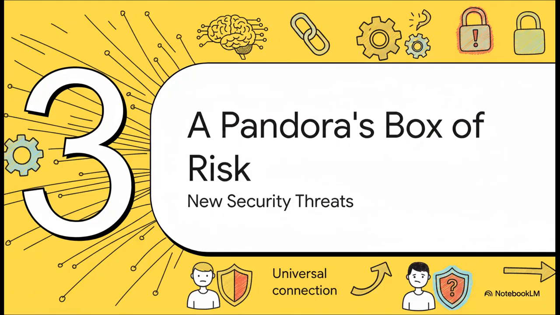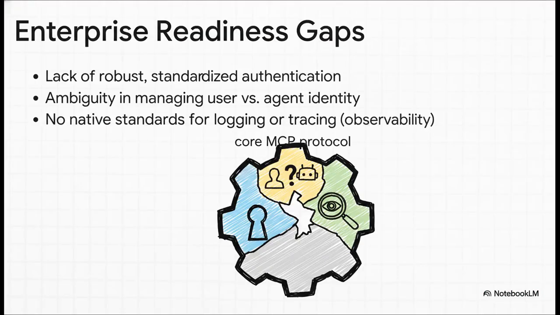Problem solved, right? Well, here's the twist. By creating one universal way for everything to connect, MCP also, unfortunately, creates one universal way for things to be attacked. This really elegant solution kind of opens a Pandora's box of brand new security risks. See, the basic protocol is missing some things that big companies absolutely need. There's no solid, standardized way to handle authentication. It's often really fuzzy whether a request is coming from you, the user, or from the AI agent itself. And there are no built-in ways to log or trace what's happening, and you know what they say, you can't secure what you can't see.